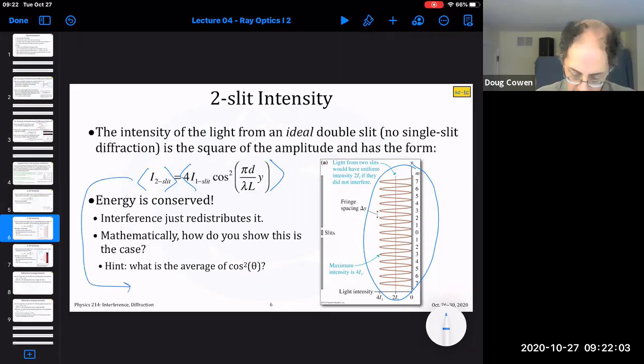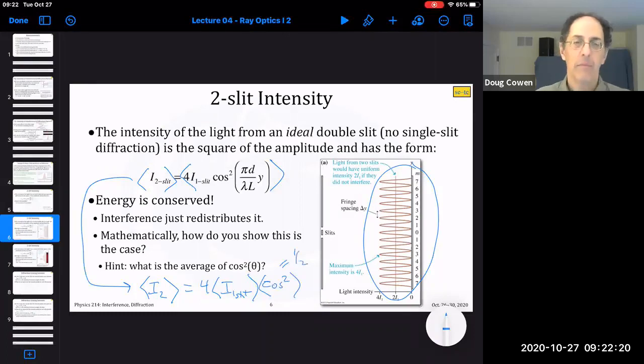And so I have the average of the 2 slit is equal to 4 times the average of the 1 slit times the average of cosine squared. And the average of cosine squared is equal to 1/2. So there's the factor of 1/2 that we needed in order to get back the factor of 2 that we expected earlier, because this 1/2 times this factor of 4 will give you 2. So the average of the 2 slit interference, the average intensity from 2 slits is equal to double the average intensity from 1 slit, which is sort of what we expected.